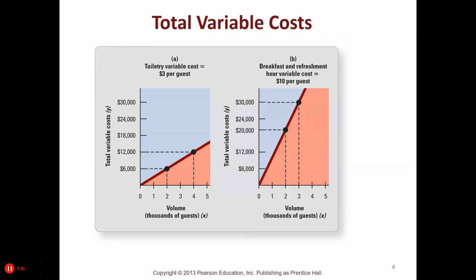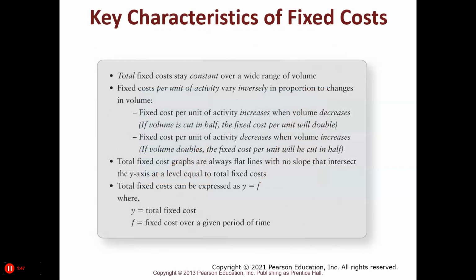So here's an example. As the volume changes, so do the costs in total. Now let's look at fixed costs. So total fixed costs stay constant over a wide range. Fixed costs per unit of activity vary inversely in proportion to changes in volume. Fixed cost per unit of activity increases when volume decreases. Fixed cost per unit of activity decreases when volume increases.